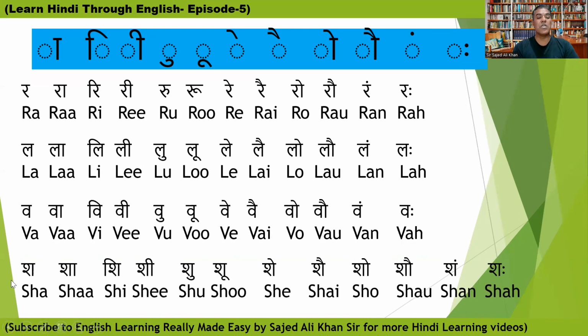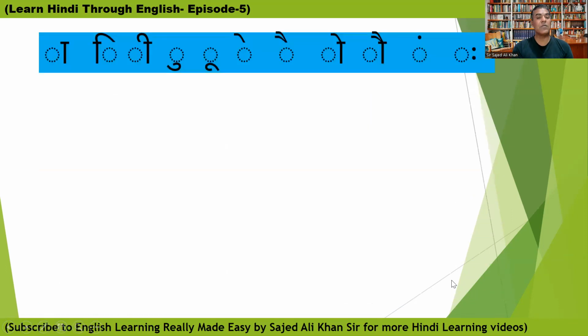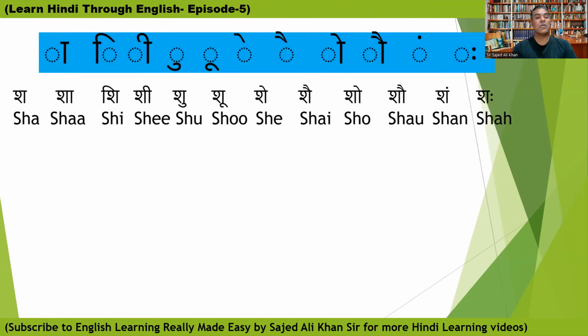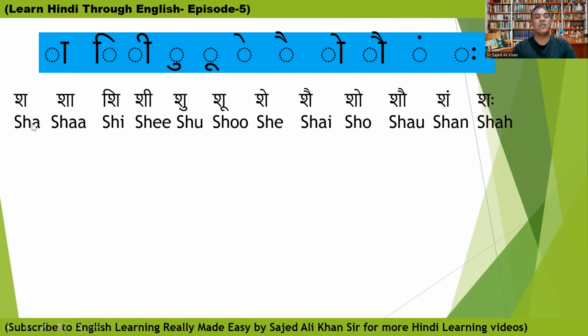Next is sh: sha, she, shu, she, sho, show, shen, sha. Next one is again sh: sha, she, shu, she, sho, show, shen, sha.